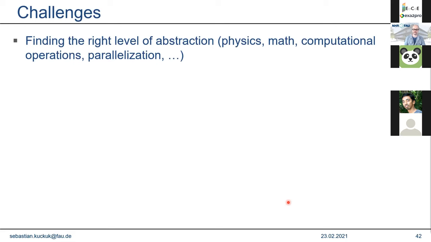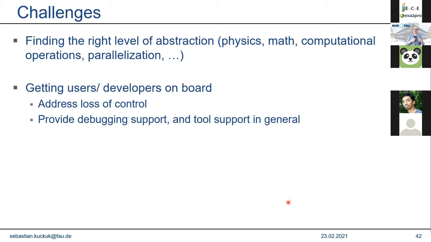Then you need to get users and developers on board. And one of the main critiques we usually hear is, well, as a user, I lose all the control, so I don't know what's going to happen. And here, just mapping towards another high-level source language like C++ or Fortran really helps, because the user can inspect the code. And on the other side, we, of course, as developers of code generation technologies, need to provide some sort of debugging support and tool support in general.